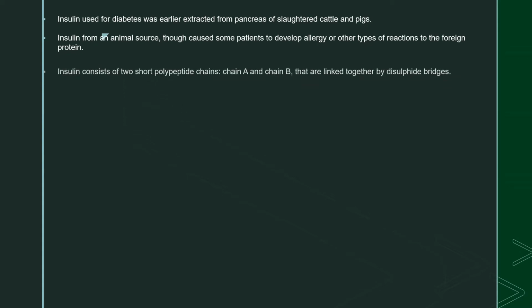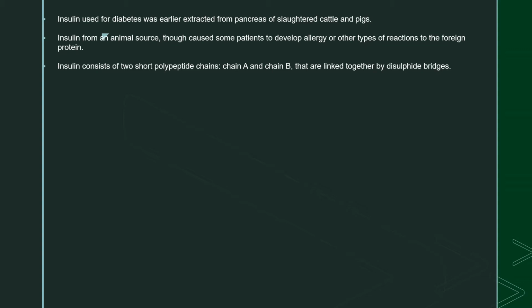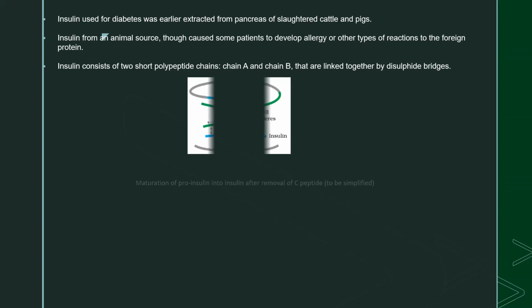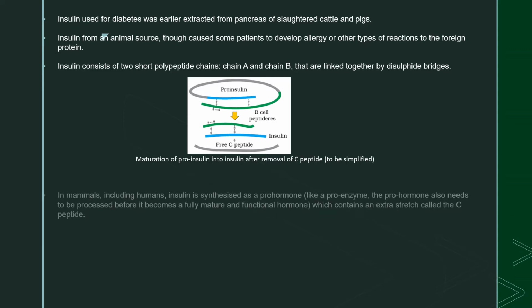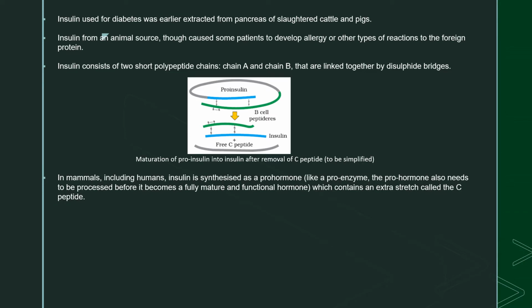protein. Insulin consists of two short peptide chains, chain A and chain B, that are linked together by disulfide bridges. In mammals, including humans, insulin is synthesized as a prohormone which contains an extra stretch called the C peptide. The prohormone needs to be processed before it becomes a fully mature and functional hormone. The C peptide is not present in the mature insulin and is removed during maturation into insulin.